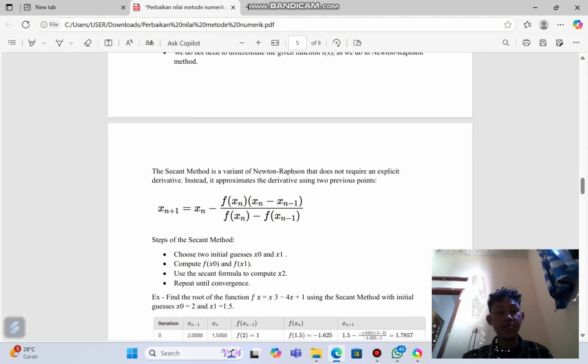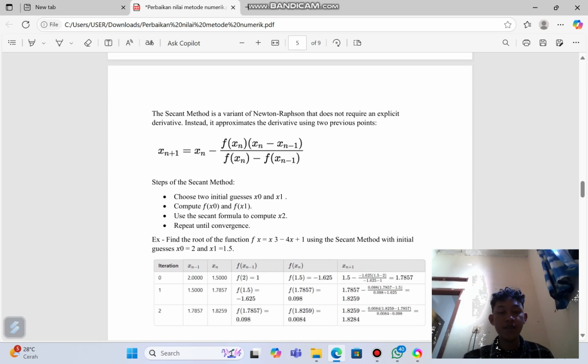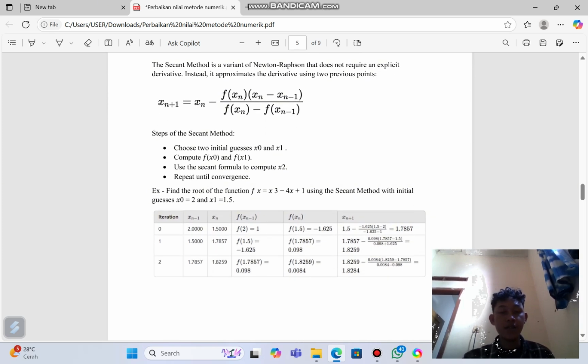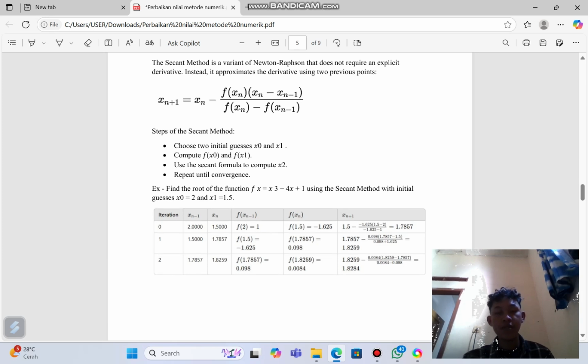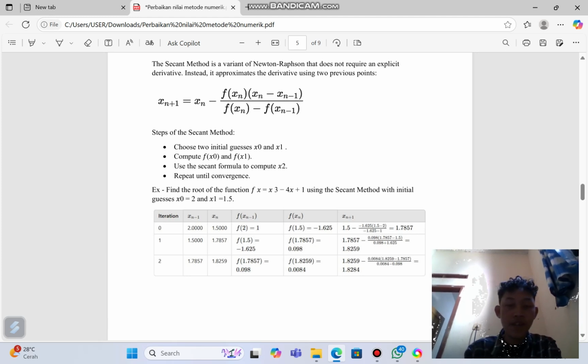The secant method is a variant of Newton-Raphson that does not require an explicit derivative. Instead, it approximates the derivative using two previous points. The formula for secant method is like this: x_{n+1} equal to x_n minus f(x_n) times (x_n minus x_{n-1}) divided by (f(x_n) minus f(x_{n-1})).